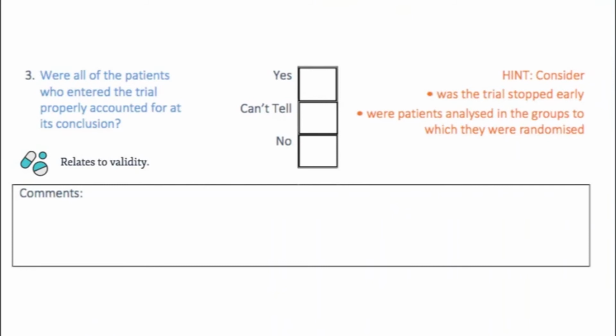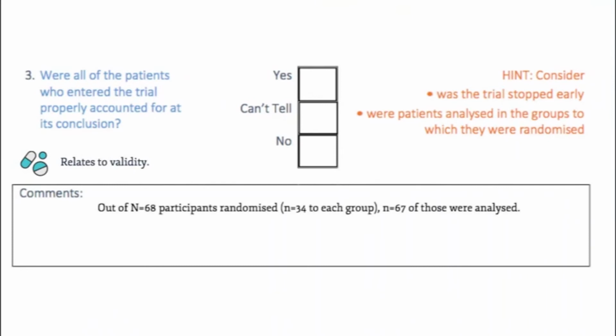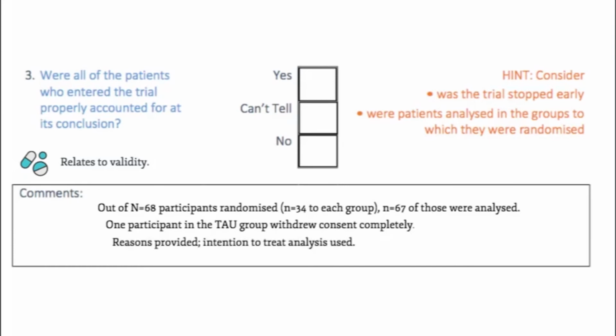The authors of Sugg et al. state that out of a total of 68 participants randomised, which were 34 to each group, 67 of those were analysed. One participant in the treatment as usual group withdrew consent completely, and so was removed entirely from the collected data and results. There were, however, additional dropouts, including one in the Marita therapy and 3 more in the treatment as usual group.